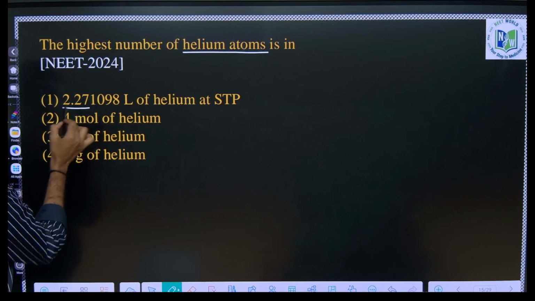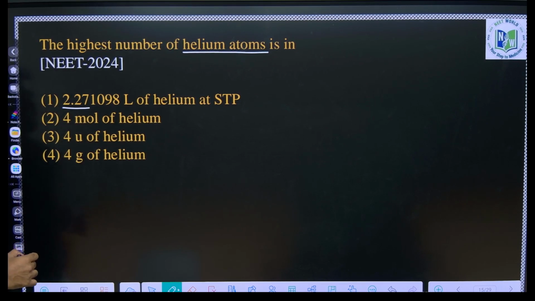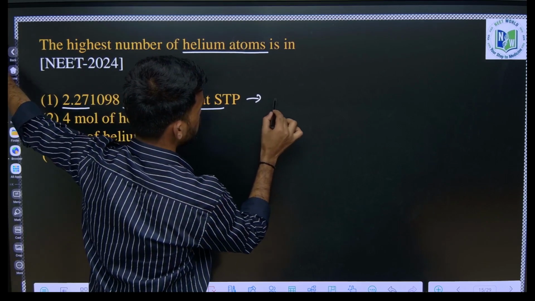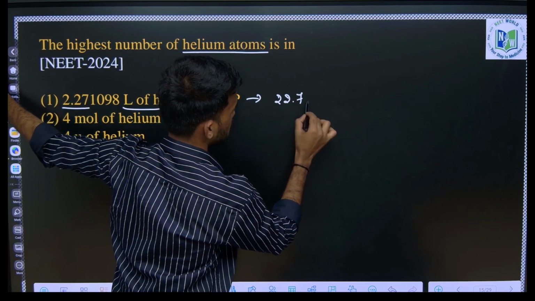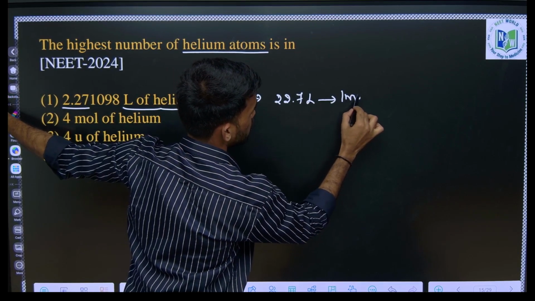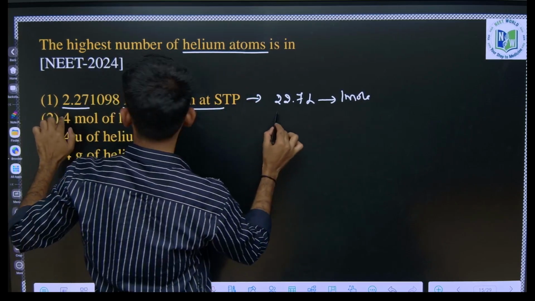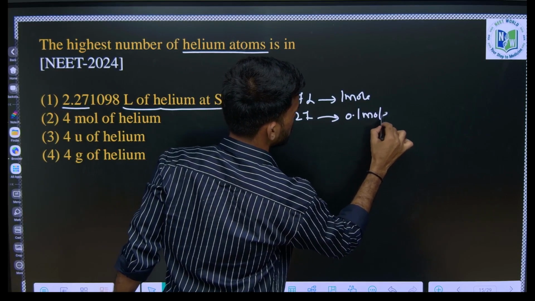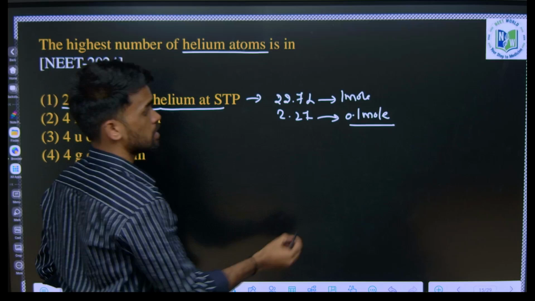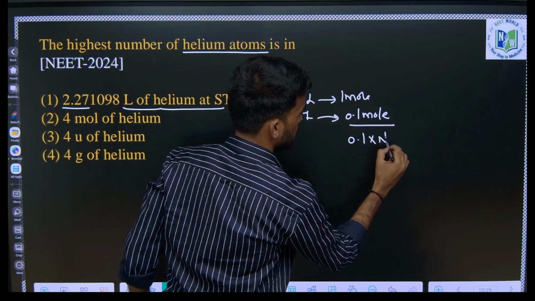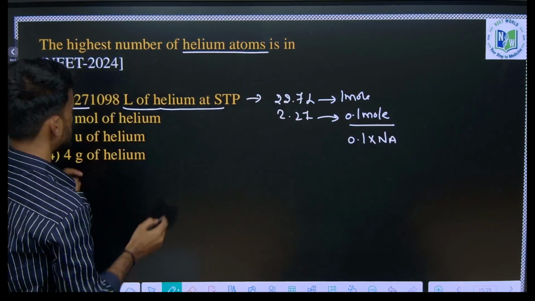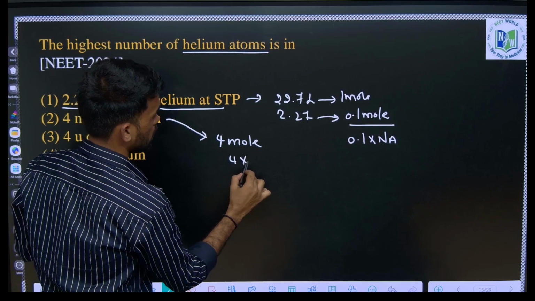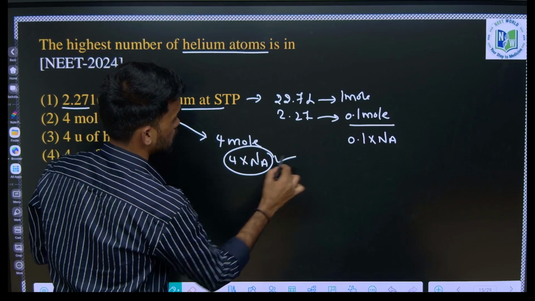See, they have given 2.27 liter of helium at STP. We know 22.7 liter means 1 mole, so 2.27 liter is around 0.1 mole. How many helium atoms are there? 0.1 into Na, right? In the second option, they directly mention 4 mole. It means 4 into Na, so Avogadro number times 4 of helium atoms are there.